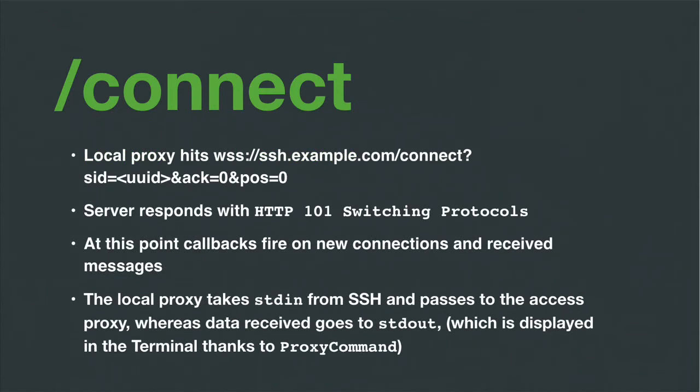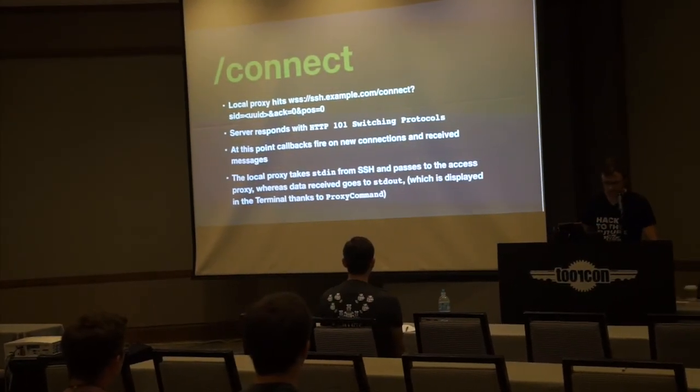So slash connect. At this point, once the client has hit the HTTP handlers, and we determined that we're able to authorize access to the resource, we start the WebSocket connection to the access proxy. The server will respond with that switching protocols message. And at this point, we just have callbacks that fire when we get new WebSocket connections or when we receive WebSocket messages. And then, like I mentioned previously, the local on-demand proxy takes its standard input from SSH, and then passes that to the access proxy. And the WebSocket messages that it receives get displayed on the terminal. We just write those to standard output.